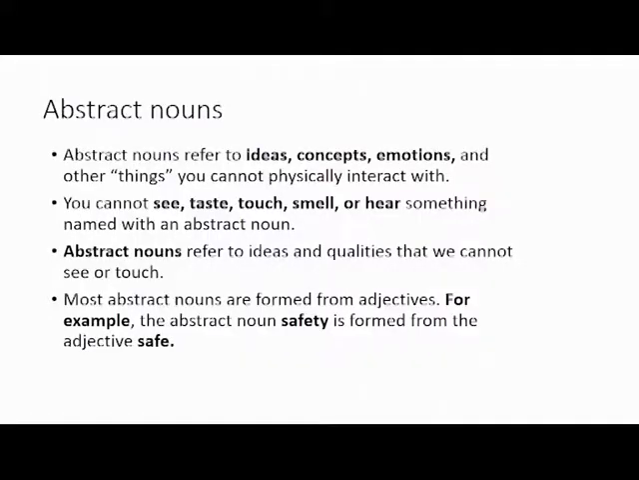And then we have abstract nouns, which are nouns that refer to ideas, concepts, emotions, and other things. We also said you cannot physically interact with them. You cannot see them, taste them, touch them, smell them, or hear them. So abstract nouns refer to ideas and qualities that we cannot see or touch. Most abstract nouns are formed from adjectives. For example, the abstract noun safety is formed from the adjective safe.